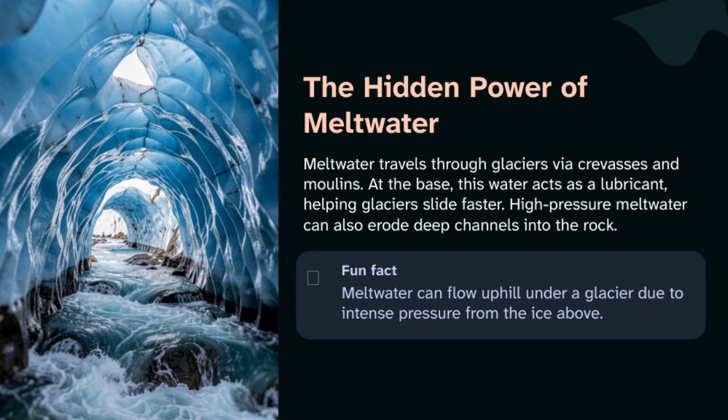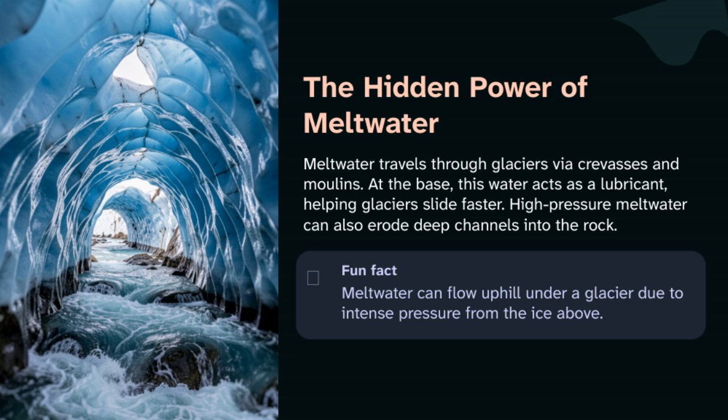Second, meltwater can erode the rock beneath the glacier. Because the ice above creates intense pressure, meltwater can move with great force. It can cut channels into the bedrock below. One surprising fact is that meltwater can sometimes flow uphill under a glacier. Normally, rivers flow downhill because of gravity. But under a glacier, pressure from the ice can force water through tunnels and channels in unusual directions.